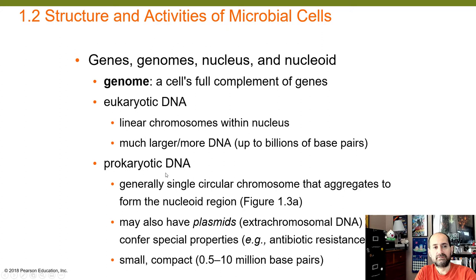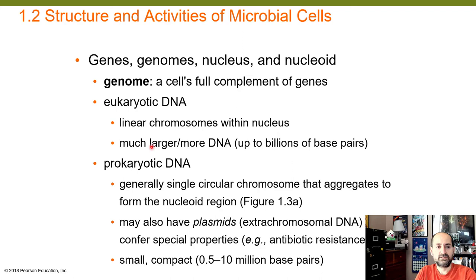And remember, we talked about the genome. Very important that you have a genome. The genome is the cell's full complement of genes, and those genes reside on chromosomes, right? Again, prokaryotes have a single circularized chromosome that aggregates to form the nucleoid, whereas eukaryotes have linear chromosomes, with humans having 46 within the nucleus.